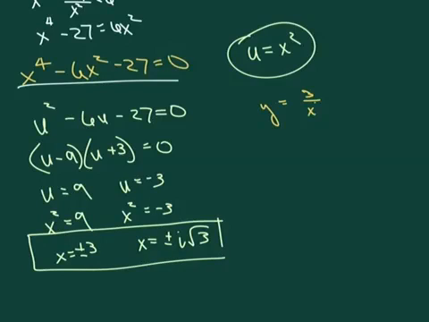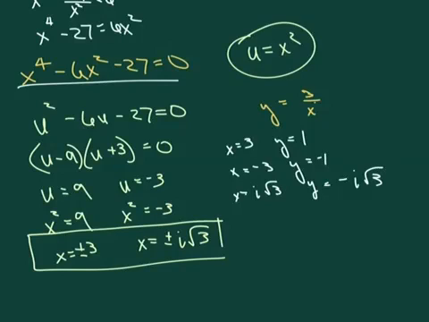right there, I'm going to plug in my plus or minus 3 and my plus or minus i square root of 3. So when x is 3, y is 1, right? Because I put a 3 in there. When x is negative 3, my y is negative 1. When my x is i square root of 3, my y is, you're going to have to do the math, that.